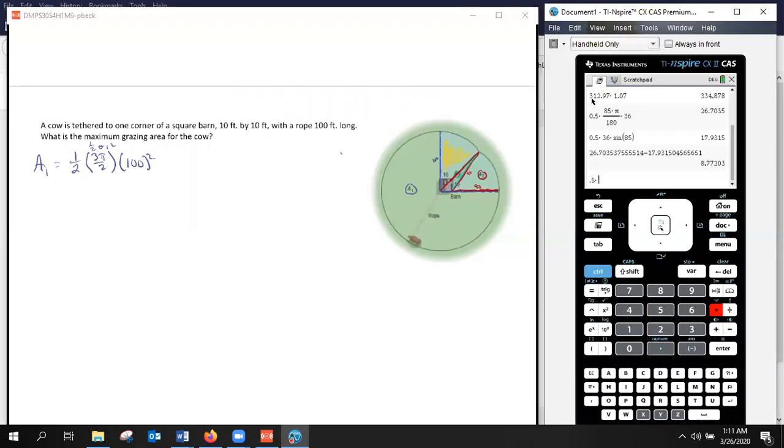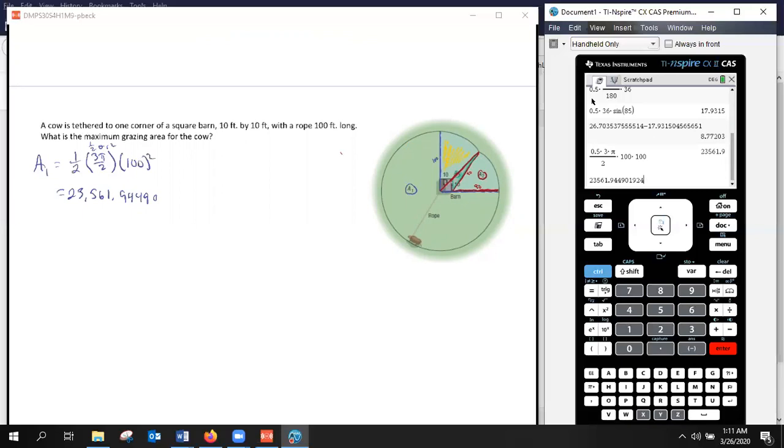0.5 times 3 pi divided by 2, and then times 100 squared, and that gives me 23,561.9. Something tells me it's not going to stop there. All right, easy portion is done. On to phase 2 and phase 3.